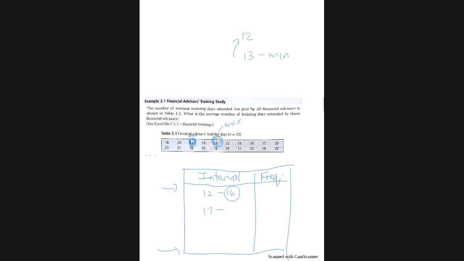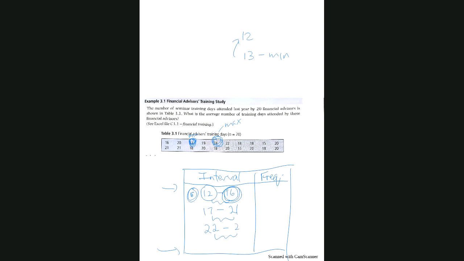Actually, 12, 13, 14, 15, 16. This is actually 5 values because it's inclusive of the number 12 and the number 16. So 17 would be 17, 18, 19, 20, 21. So up until 21, and then the next one will start with the number after that, which is 22, up until, so remember, if there was a difference of 5 between the first two values, there'd have to be a difference of 5 between all of the intervals. So 22, 23, 24, 25, 26.